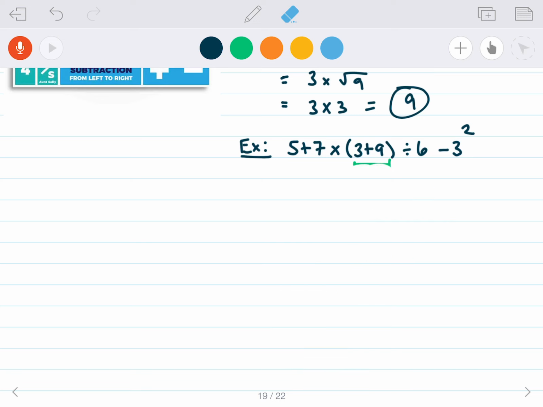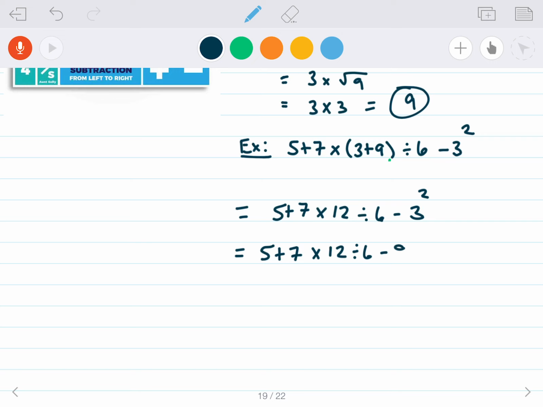Okay, so still we're going to do parentheses first. So 3 and 9 is going to be 12. So we have 5 plus 7 times 12 divided by 6 minus 3 squared. Okay. All right, now we take care of the exponent. So 3 squared is 9. 5 plus 7 times 12 divided by 6 minus 9. Okay. Then we have multiplication. 7 times 12 is going to give us 84. So we have 5 plus 84 divided by 6 minus 9.